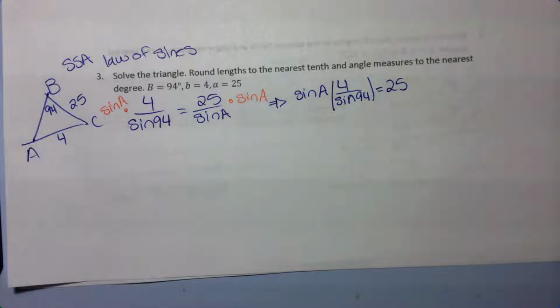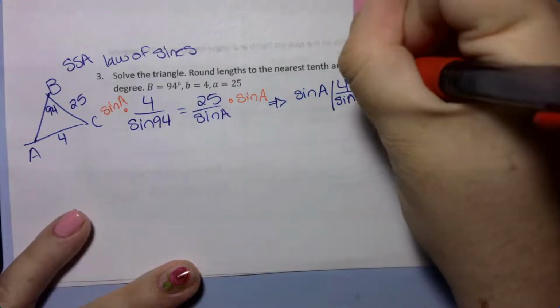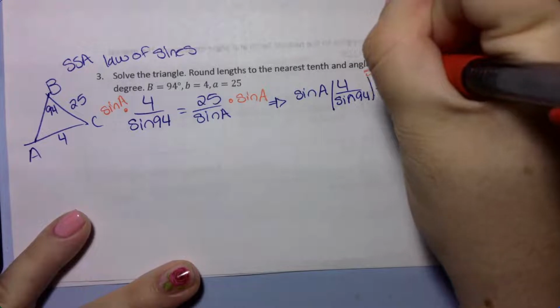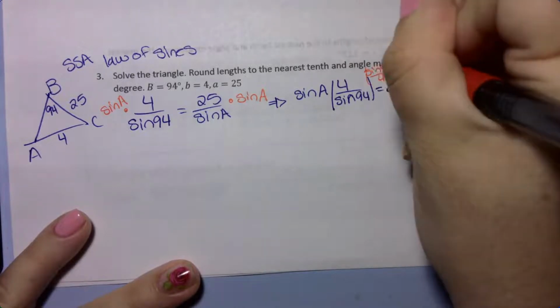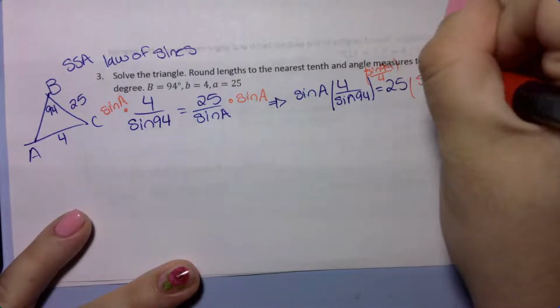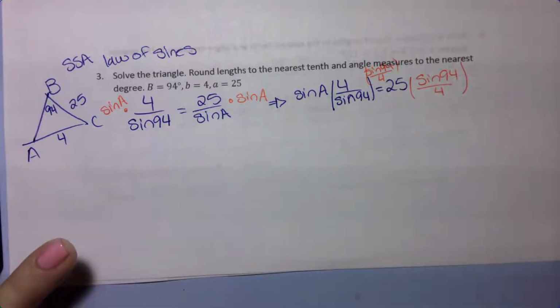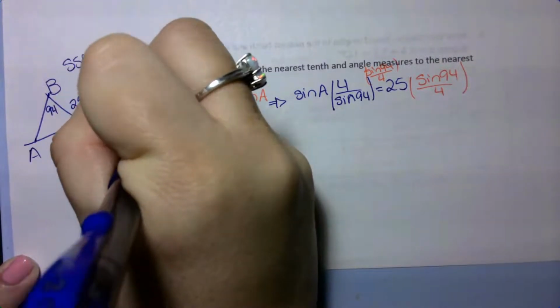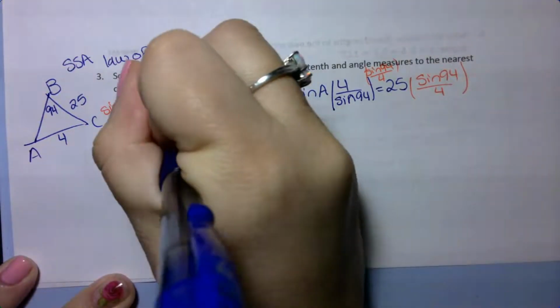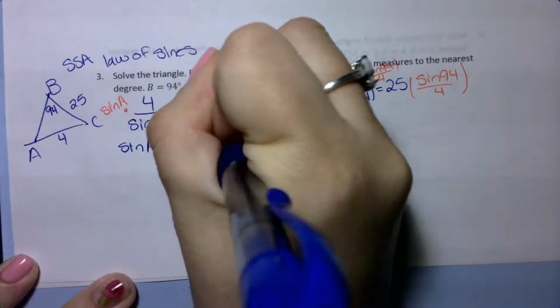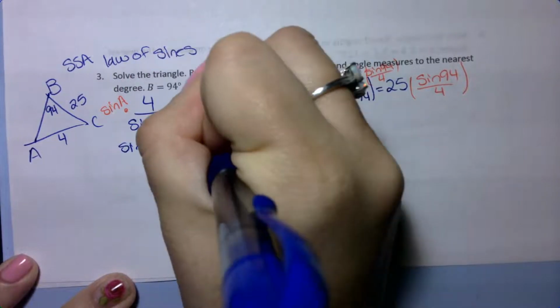I have sine of A times this fraction. I'm trying to get the variable alone, so I want to move the fraction over to the other side. The way I do that is I multiply by the reciprocal. So I flip the top and bottom of the fraction. I'm going to multiply both sides by sine of 94 over 4. So then I still have sine of A on my left. And now I have 25 sine of 94 over 4.